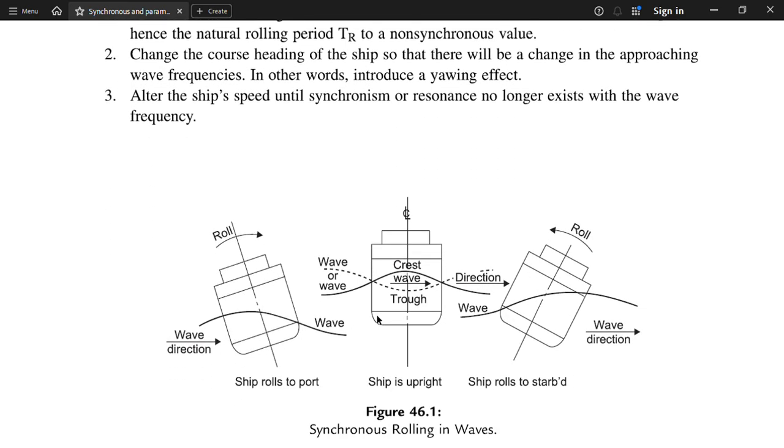See, synchronous rolling in waves. Now see, the ship rolls to port, in the port direction, and the wave direction is this. The wave crest comes at the trough, and the direction of rolling will come and roll in this direction. The ship rolls to starboard. First the ship becomes upright, and then the ship again goes in the wave direction.